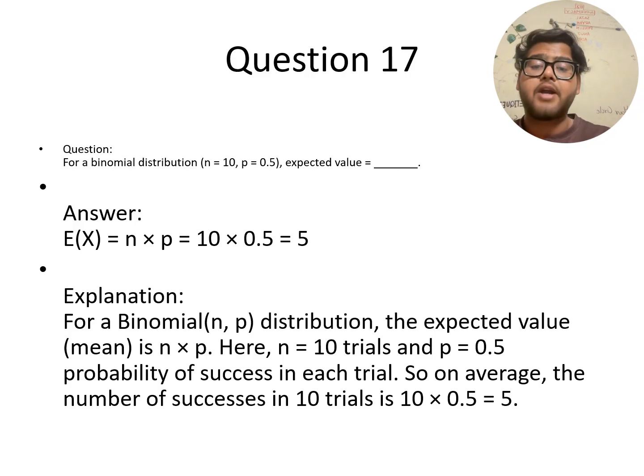17th question. For a binomial distribution in which n is equal to 10, p is equal to 0.5, expected value is. So the expected value will be n times p, that is 10 times 0.5, so the answer will be 5.